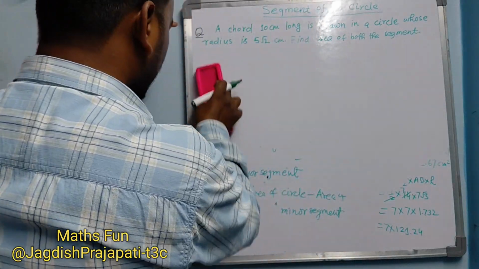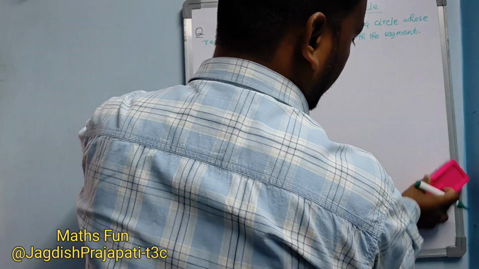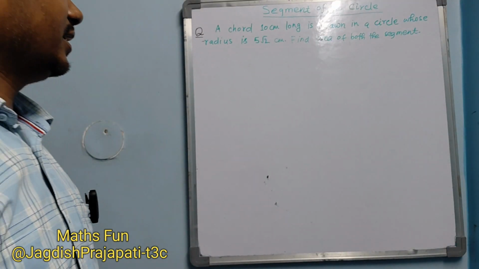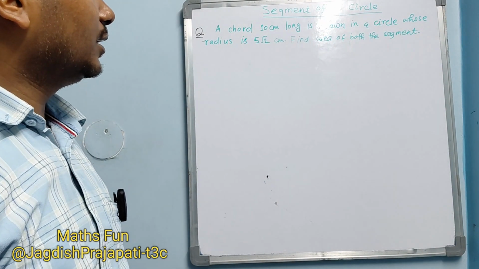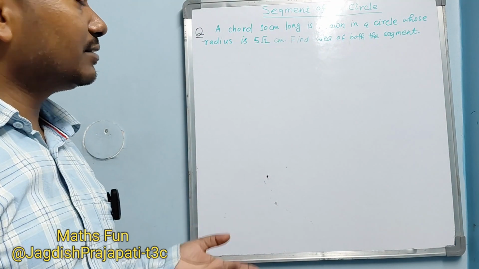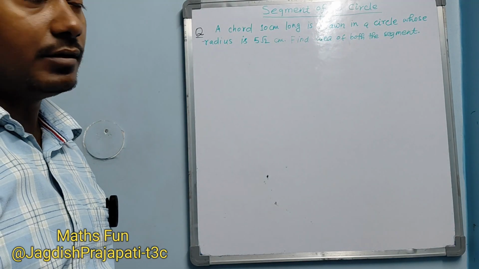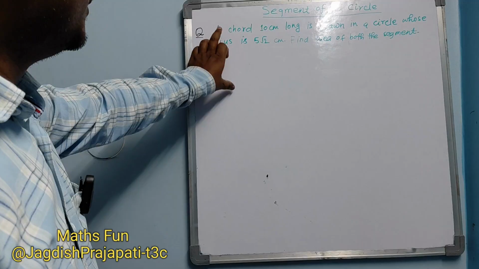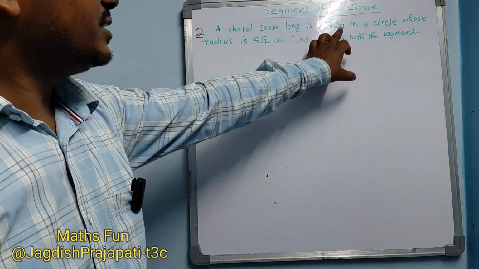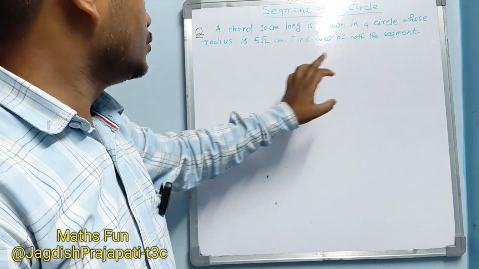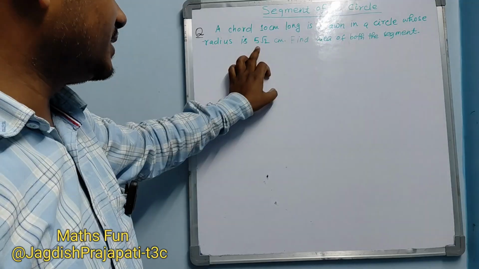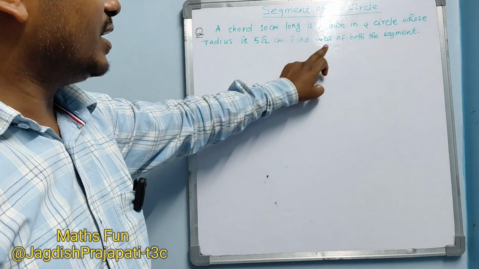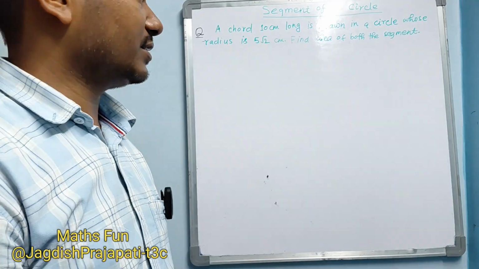Now we have been given this problem, and there is no information about the angle subtended at the center, and there is no information about the radius. So a chord 10 centimeter long is drawn in a circle whose radius is given. Chord length is also given. Find the area of both the segments.